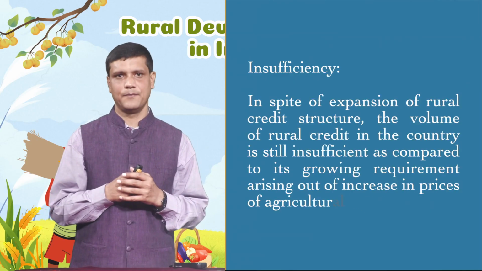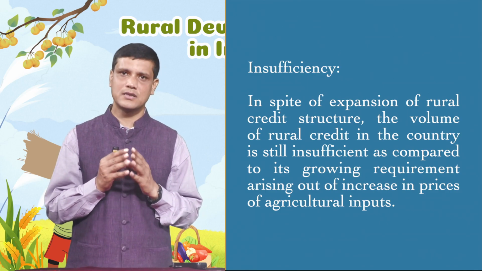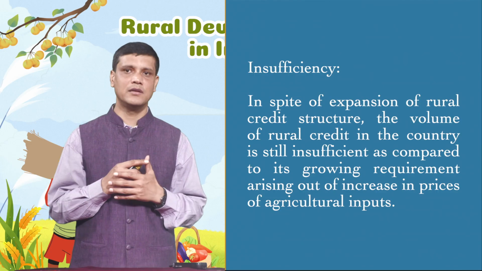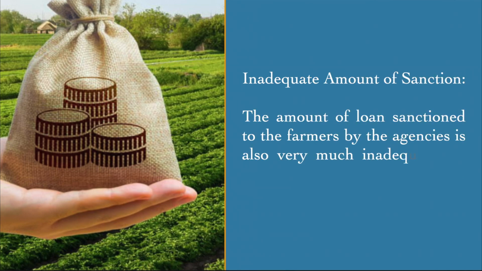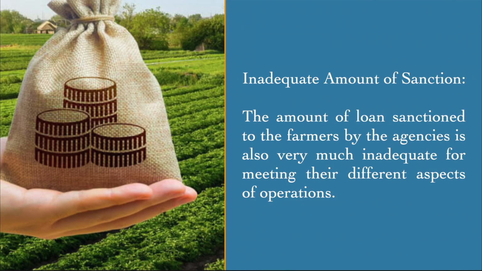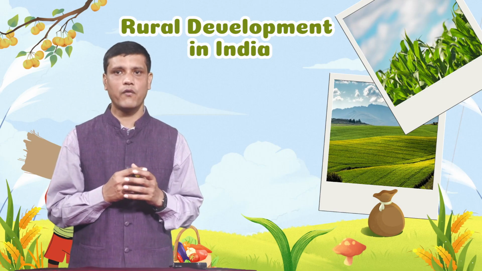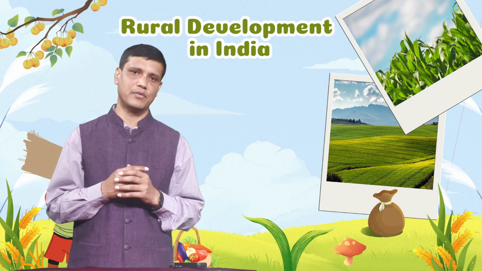Number one, insufficiency. In spite of expansion of rural credit structure, the volume of rural credit in the country is still insufficient as compared to its growing requirement, arising out of increase in prices of agricultural inputs and other raw materials. The next is inadequate amount of sanction. The amount of loan sanctioned to the farmers by agencies is also very small, which is inadequate for meeting their different aspects of operations. Considering the amount of loan sanctioned as inadequate and insignificant, the rural citizens often divert such loan for unproductive purposes and thereby dilute the very purpose of such loan.